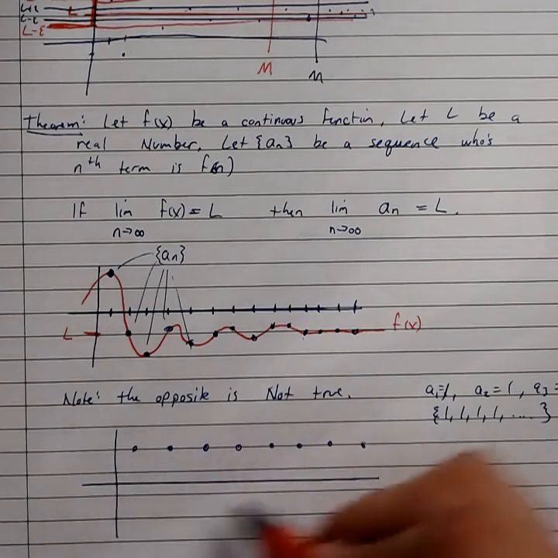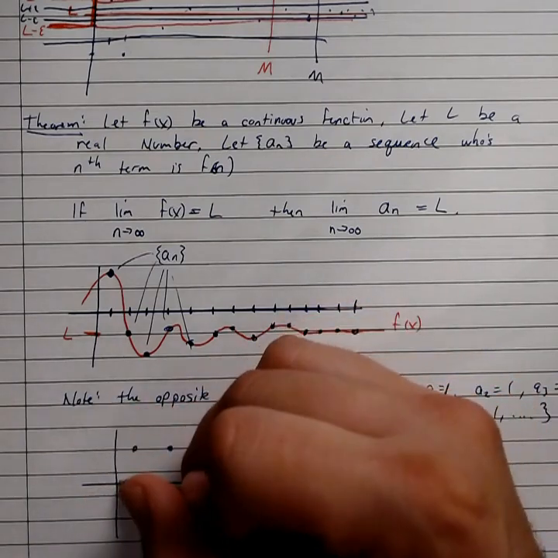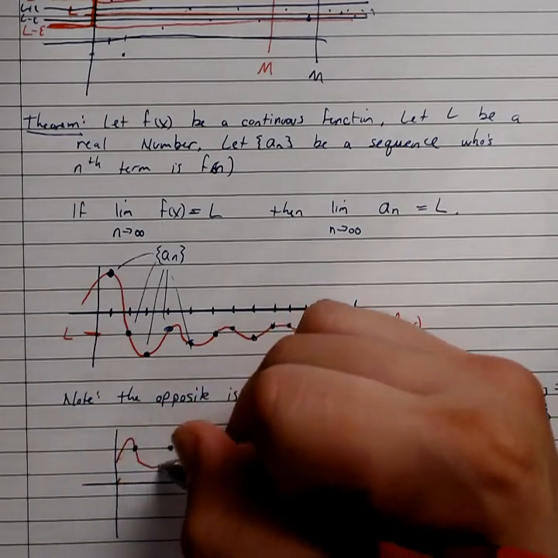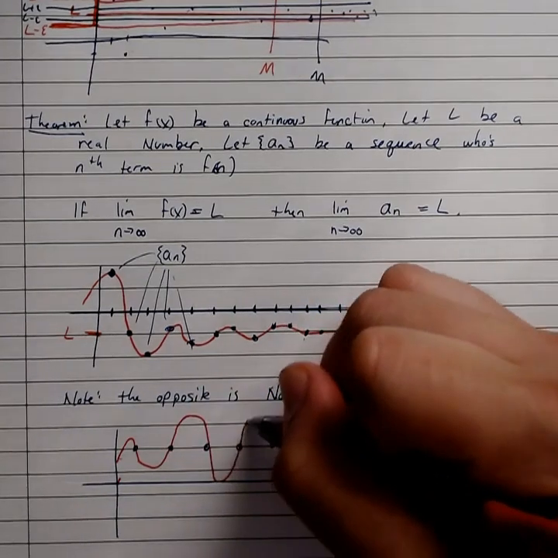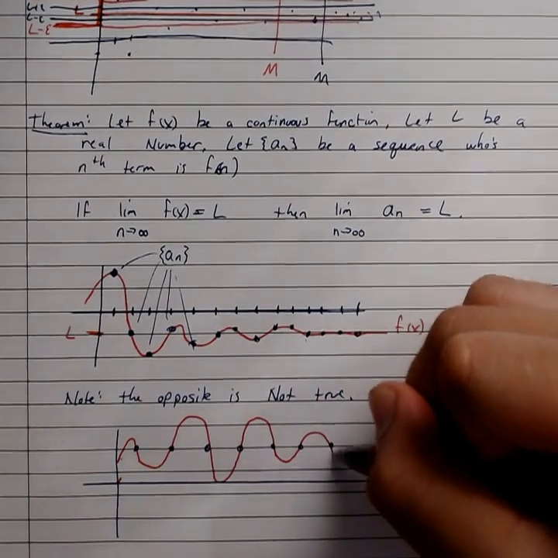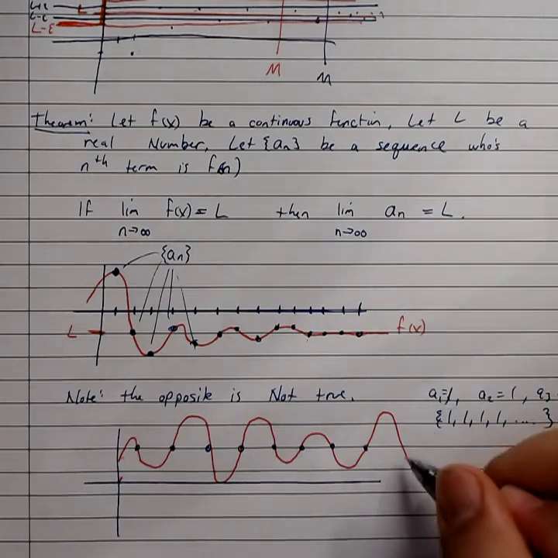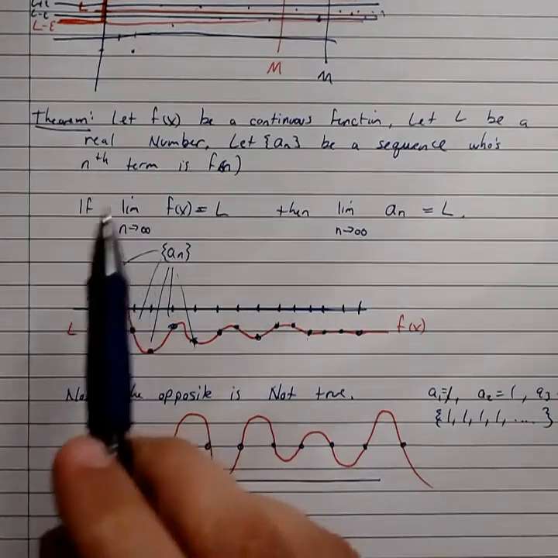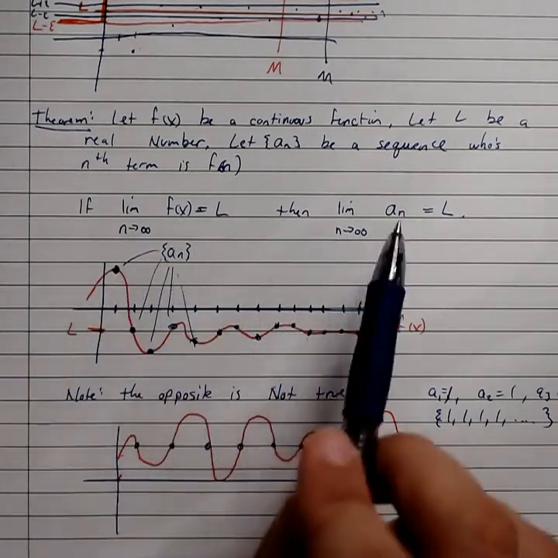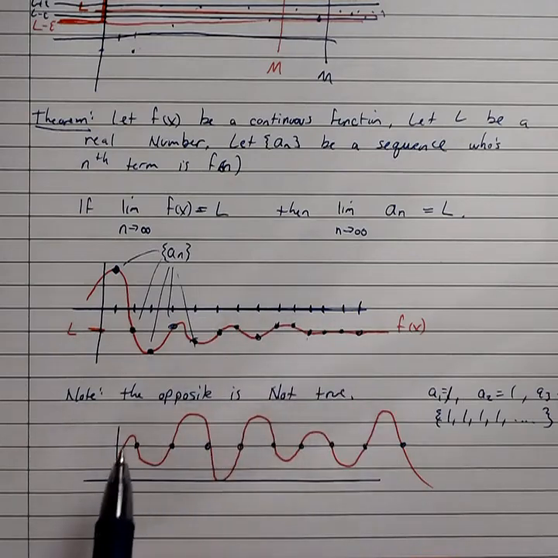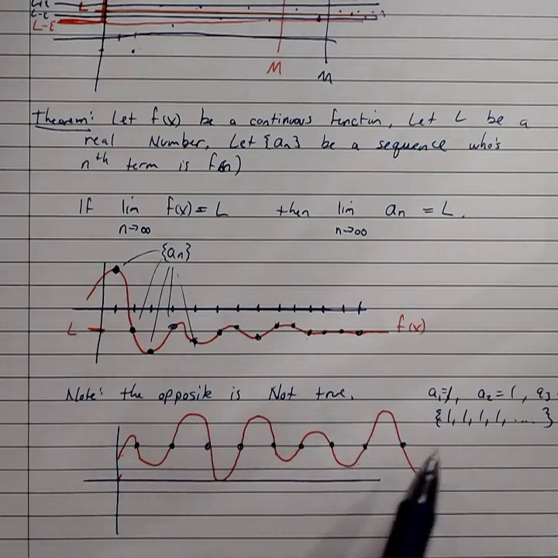That doesn't mean that the function that this came from is going to converge. Here, my function might look like this. It could oscillate up and down forever and ever and ever. And if a function oscillates forever, then it will not converge. So note that the opposite is not true. If the continuous function converges, then any points restricted to that continuous function must converge. If the individual points of your sequence converge, that doesn't tell you anything about your overall function.